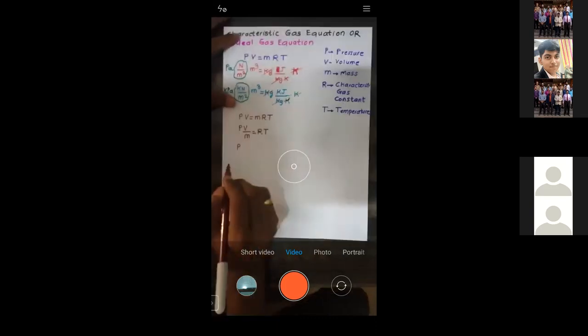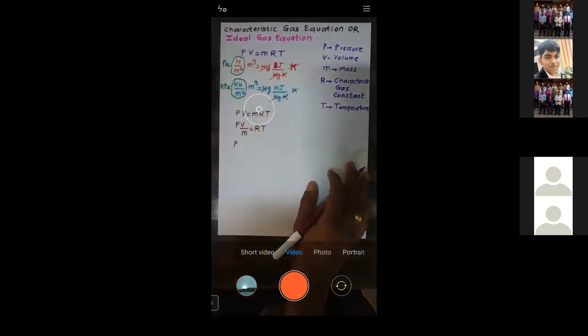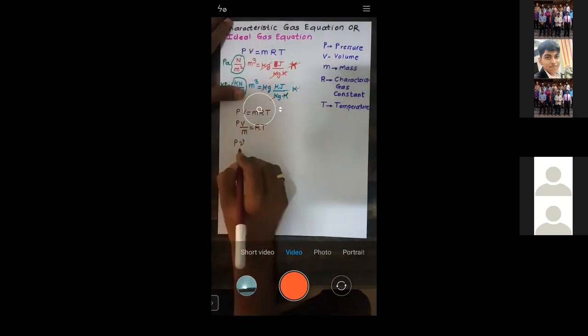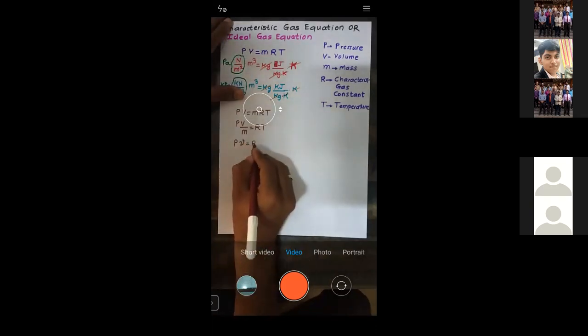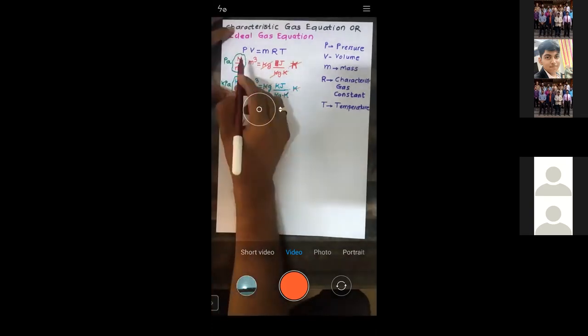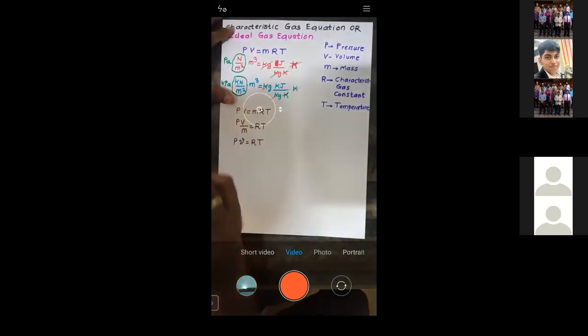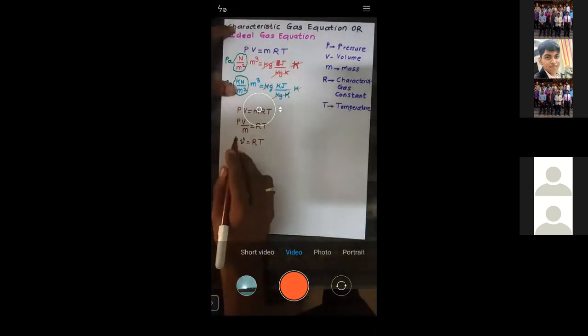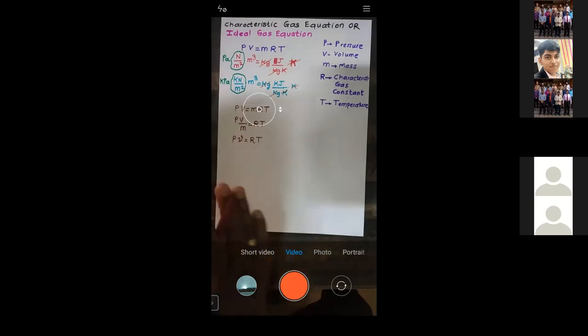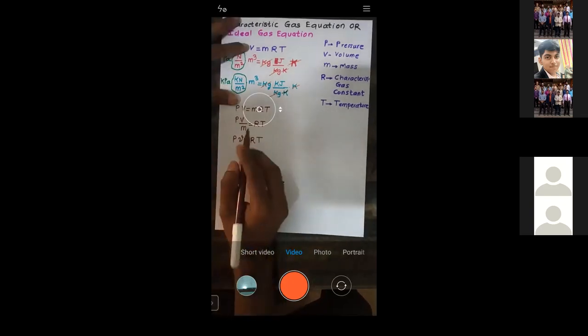P into capital V by mass is nothing but small v. Capital V is volume, and when you divide volume by mass, it is called specific volume. So P into small v is equal to RT. This is one more equation. We have PV is equal to MRT, and similarly P into small v is equal to RT. Small v is the specific volume. In the last lecture we saw that when you divide any quantity by mass, it becomes specific.